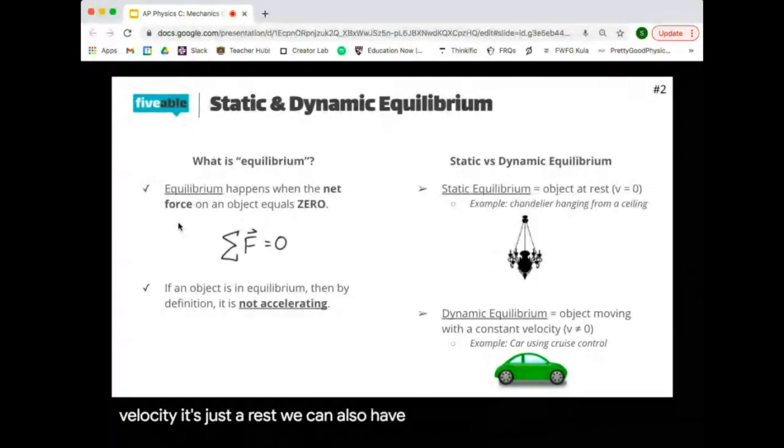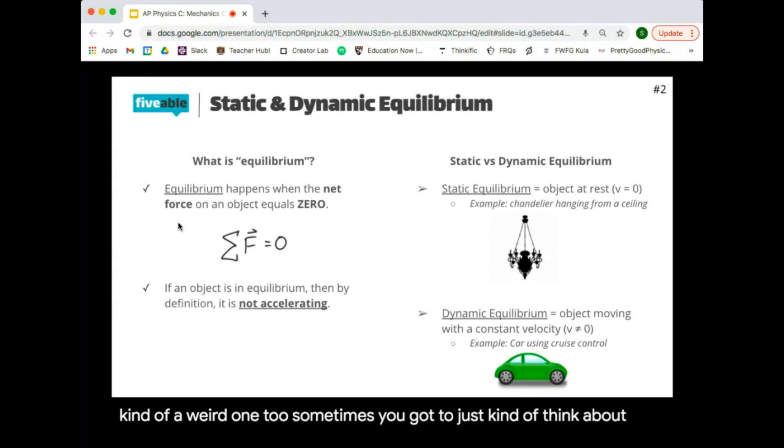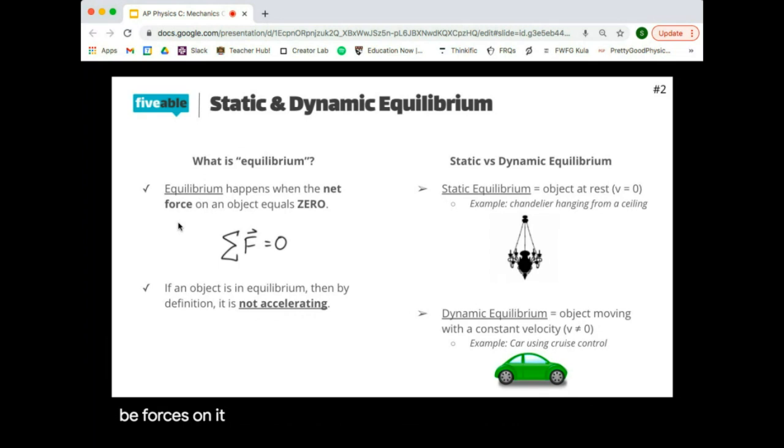We can also have something that's in dynamic equilibrium. That's when the object is moving at a constant velocity. So net force is still 0, it's not accelerating, but it is moving. That's a weird one sometimes, you've got to think about it for a second, right? Because you're like, oh, it's moving. Shouldn't there be forces on it? But not necessarily. If it's moving at a constant velocity, that means that even if there are forces on it, those forces are canceling each other out. We see that word equal in equilibrium, right? They equal each other out, and the object is not accelerating.